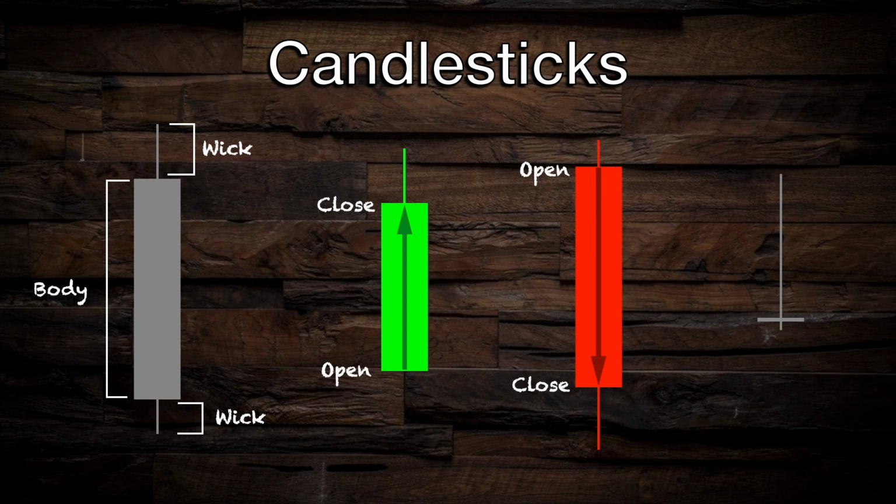The wicks represent the full range the stock traded within over the course of the day. That means that the ends of the wicks represent the highest and lowest prices of the day, also known as the intraday high and low. A candle with very long wicks could be an indicator of high volatility.